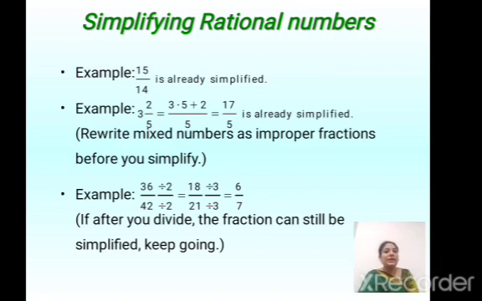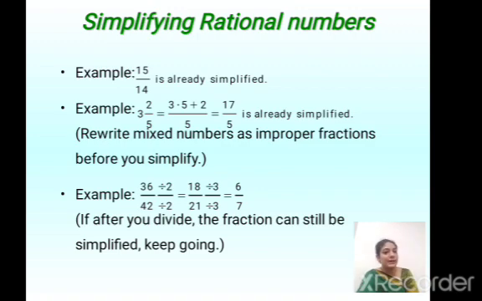Now simplifying rational numbers: example 15 by 14 is already simplified. The next one is mixed, like 3 2 by 5. It is a type of mixed fraction, or we can say rational number. 5 into 3, we will multiply 5 and 3 and add the 2. So it becomes 3 into 5 plus 2 upon 5. 3 5s are 15 plus 2, 17 upon 5. Now it cannot be divided by any similar number, so it is already simplified.